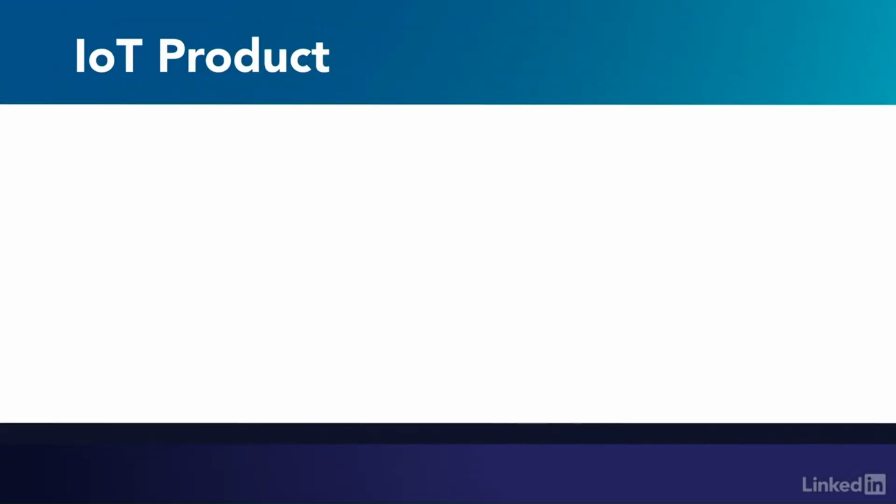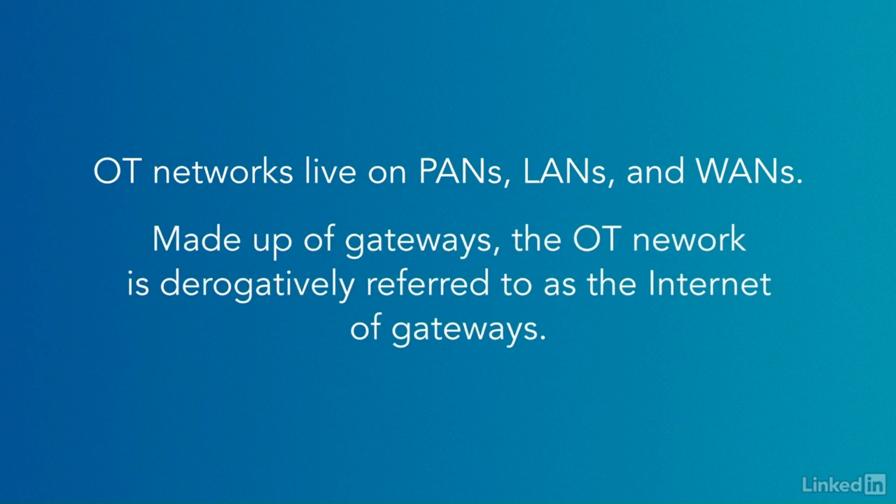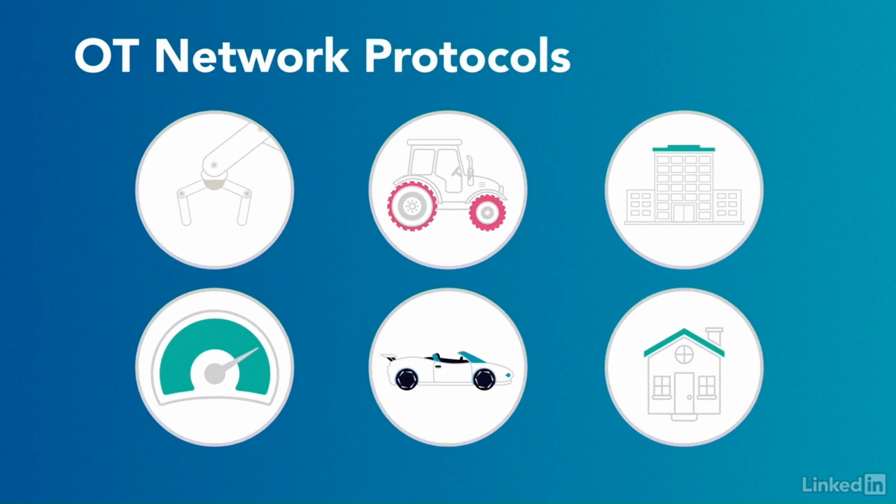Now remember, the product can be a discrete product, a system, or an environment. Therefore, they can be a personal network, a local network, or a wide area network. From a hardware perspective, they consist of gateways. This is negatively referred to as the Internet of Gateways. There are hundreds of proprietary protocols in the OT network. Protocols for automation, industrial control, building, power automation, automobiles, homes. They're all different and all have been designed specifically for their purpose.